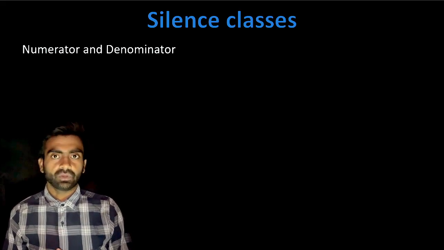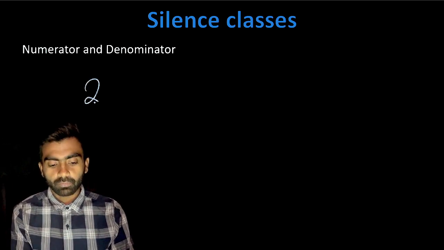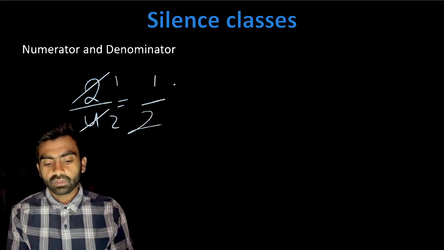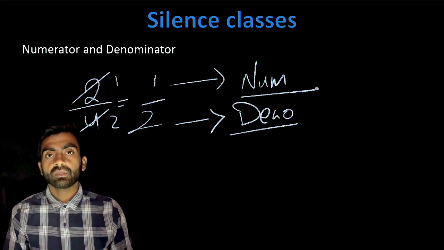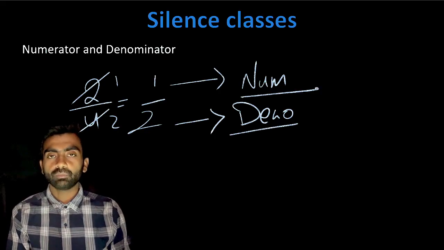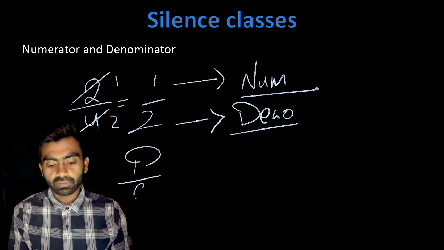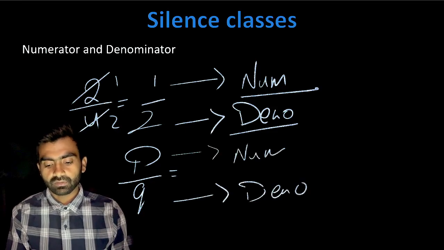Numerator and denominator. In rational numbers there are two things. I have written 2 upon 4. Once I do it in the standard form, 2 1s are 2, 2 2s are 4, it is 1 upon 2. So 1 is the numerator and 2 is the denominator. I hope you understood what the numerator and the denominator are. If I write p upon q, you will know that p is the numerator and q is the denominator.